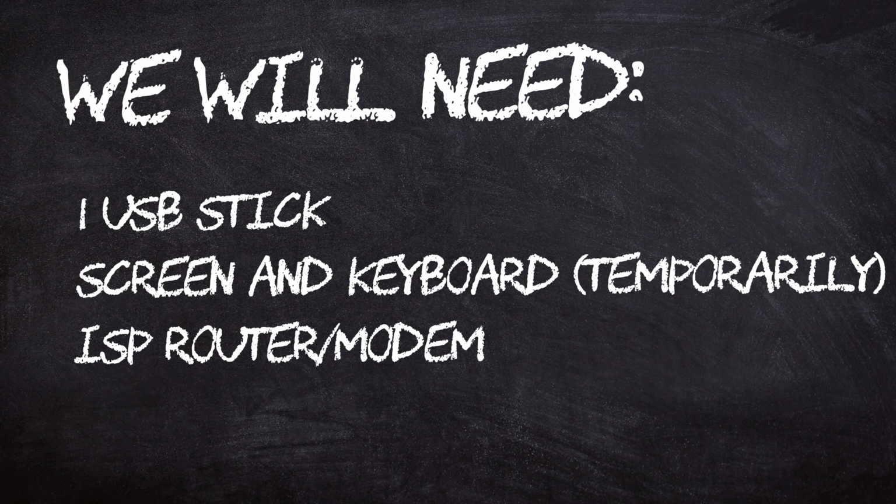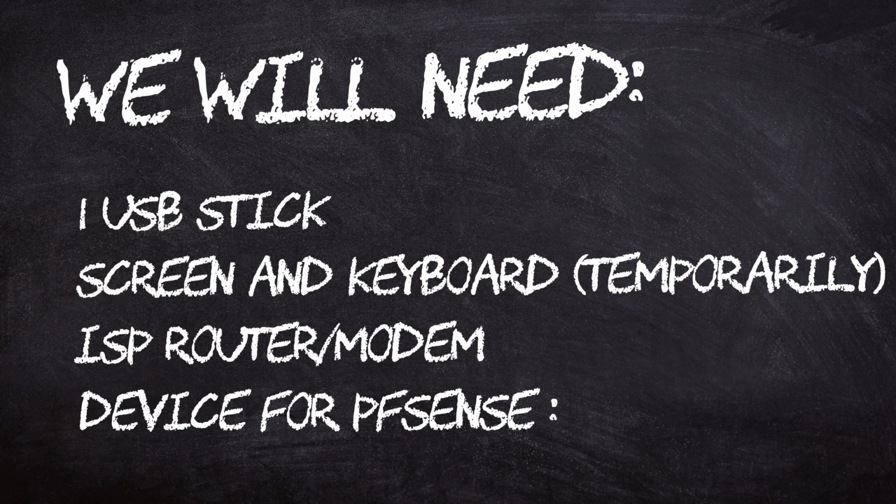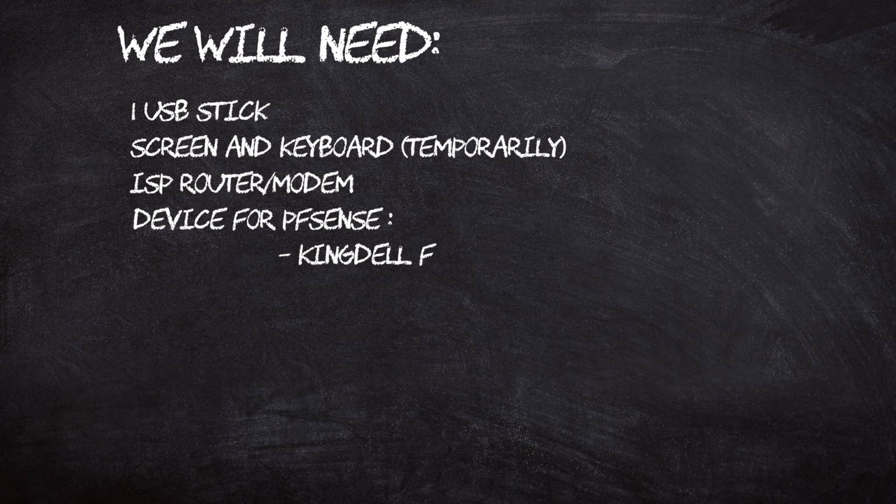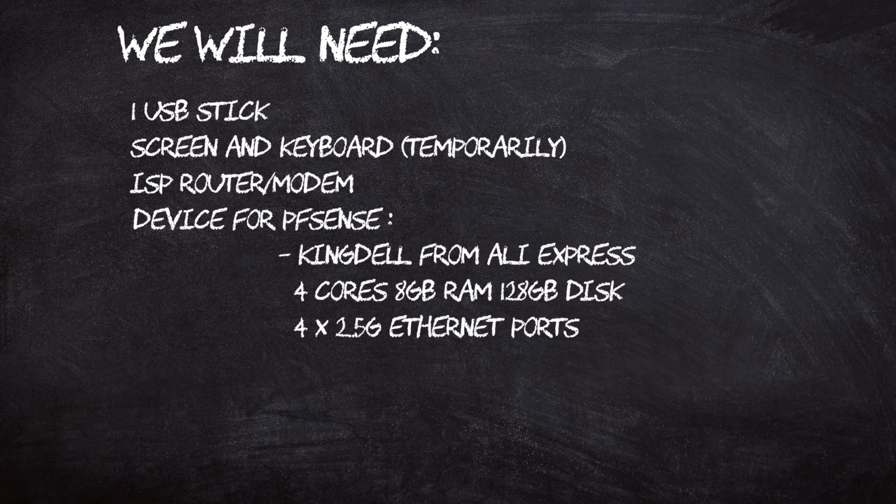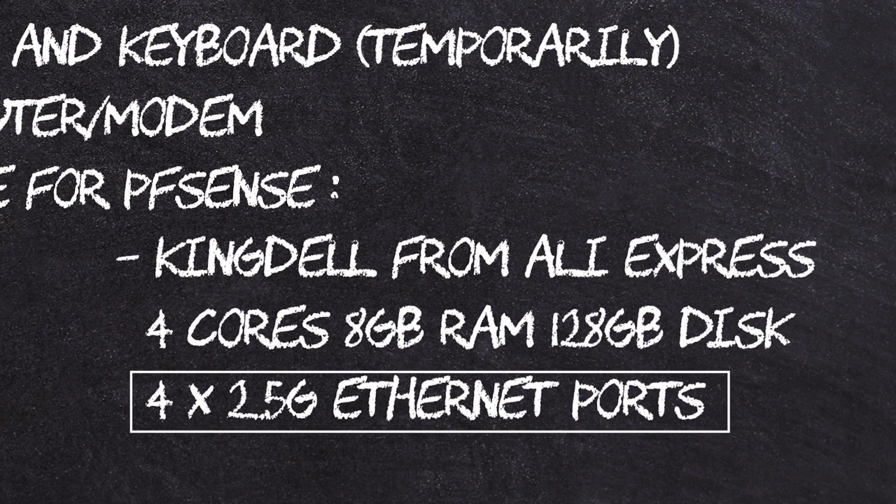An ISP router and modem, a device to install pfSense. My recommendation is an affordable fanless PC, like a Kingdell from AliExpress. The Kingdell has 4 cores, 8 gigs of RAM, 128 gigs of storage, and most importantly, 4 2.5 gigabit Ethernet ports.